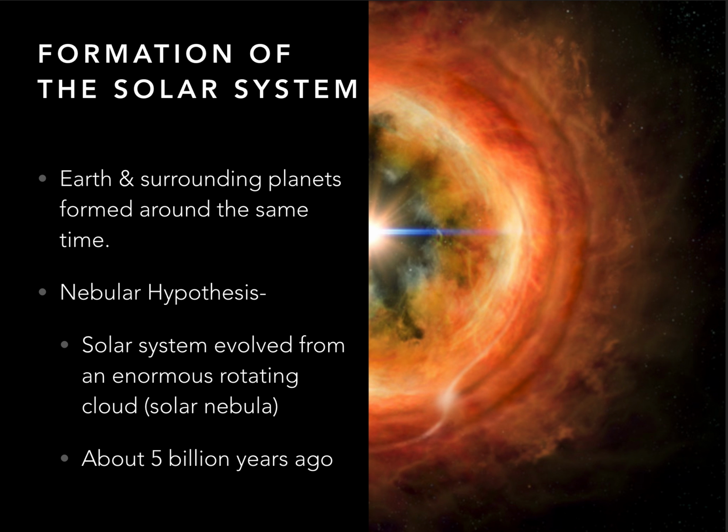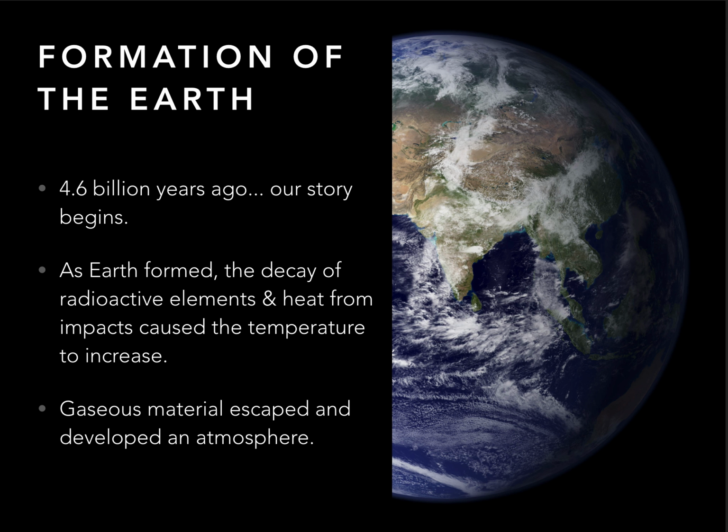Well, after the formation of this nebular hypothesis, we can then talk about the formation of the Earth. The Earth planet itself is about 4.6 billion years old. That's when our story begins, once all that particulate matter was able to merge together and make a planet. So as the Earth formed, the decay of radioactive elements and isotopes from the center of the Earth produced heat. And also the decay of the material on our surface when it was still a molten planet caused the temperature to increase. This gaseous material escaped and developed a basic atmosphere.